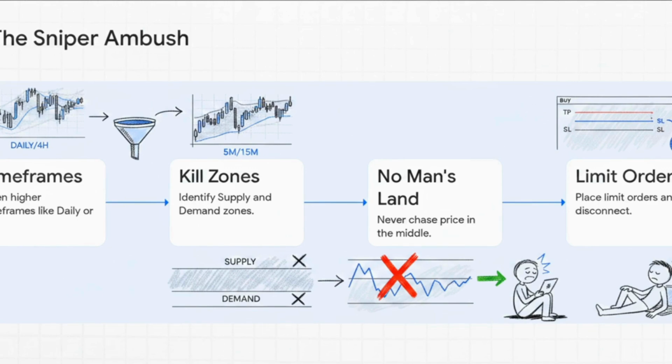And finally, step 4, pending limit orders. Always use limit orders at your zones. You place your order, strictly define your stop loss to protect your capital, and then here's the real magic key. You disconnect from the screen completely. Literally close the laptop. It absolutely kills the emotional interference that ruins so many perfectly good setups.